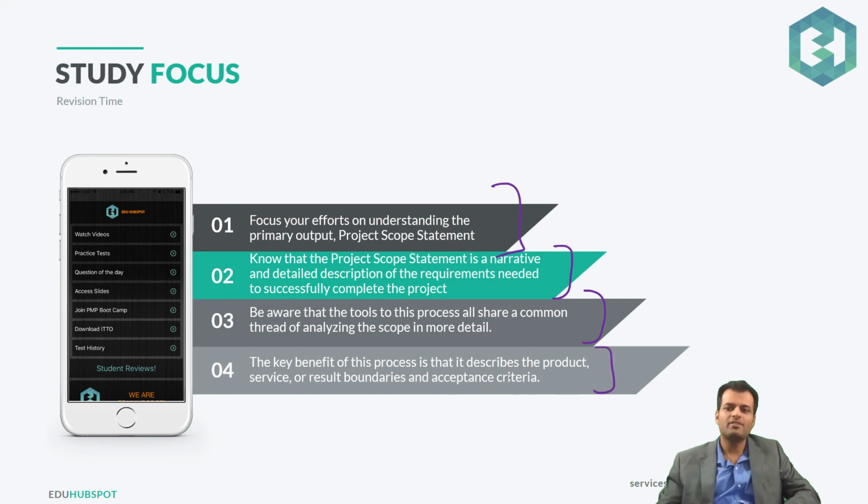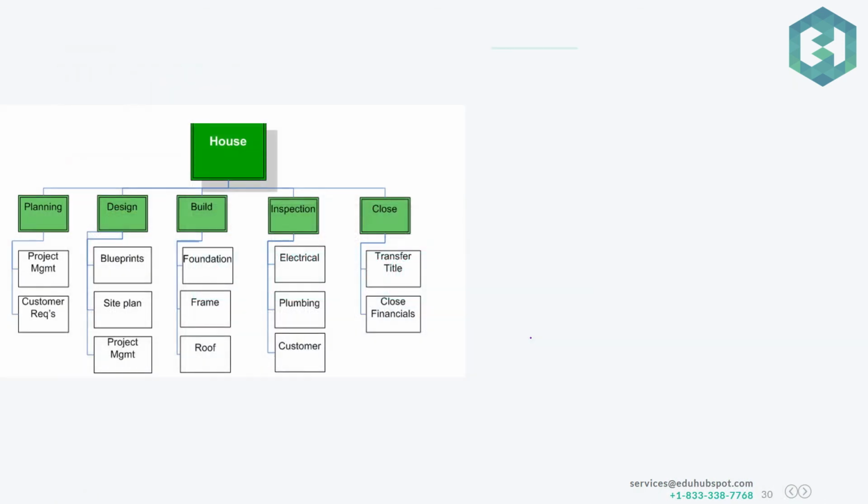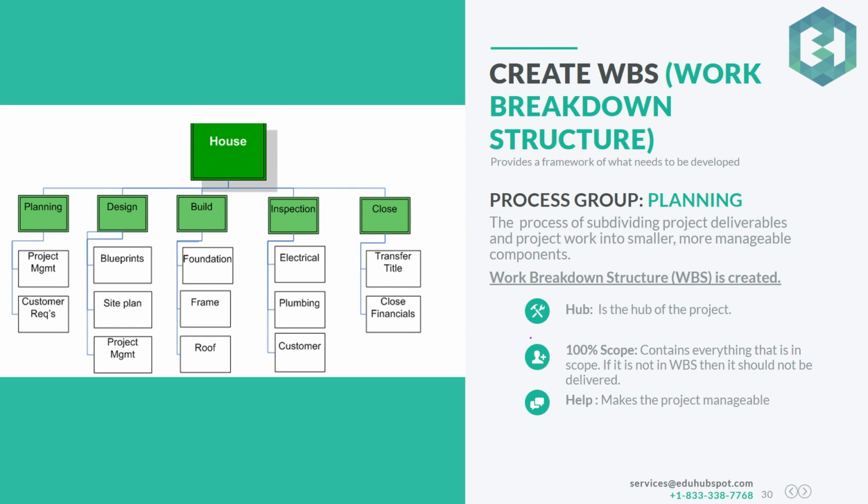The key benefit of this process is that it describes the product, service or result boundaries, and the acceptance criteria, the exclusions, the deliverables, the description. By boundaries, I'm referring to your exclusion criteria over here. So this marks the completion of the scope statement, the defined scope.